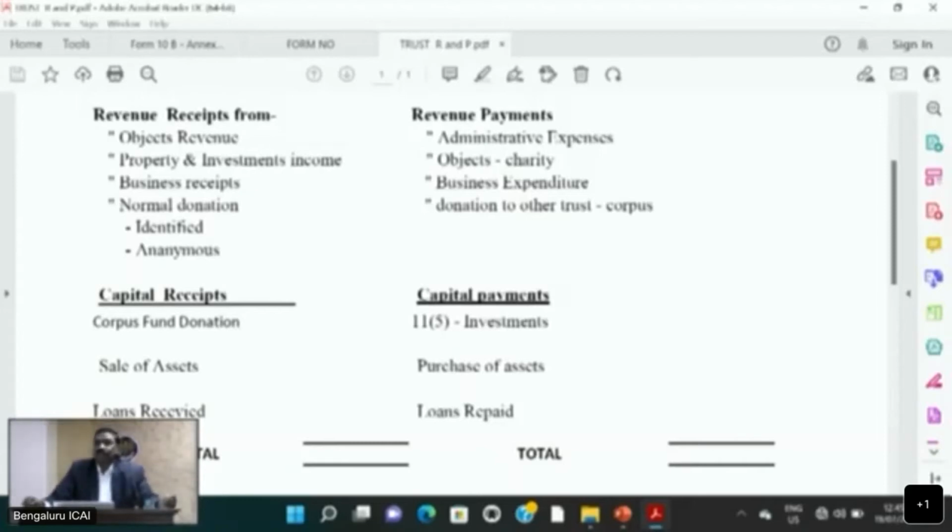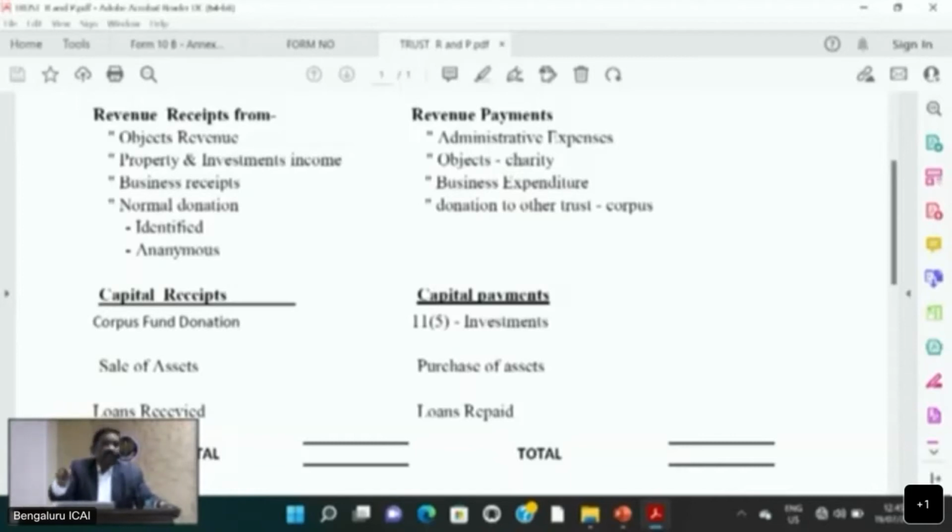Donations are of two types, as we all know. In fact, though it is not prescribed in the Income Tax Act, I advise trusts to maintain two separate receipt books for donations and two separate bank accounts. Why? Normal donations. What is a normal donation? Without specifying any condition, someone donates. Okay, normal, give one receipt, and that money you put in one bank account.